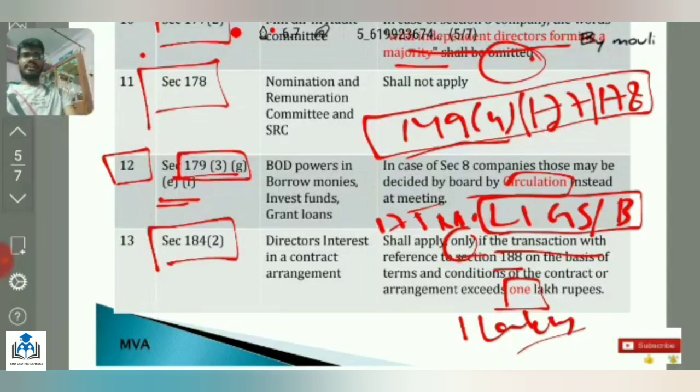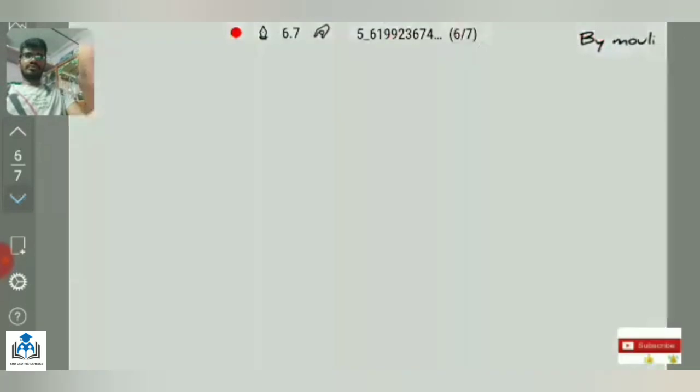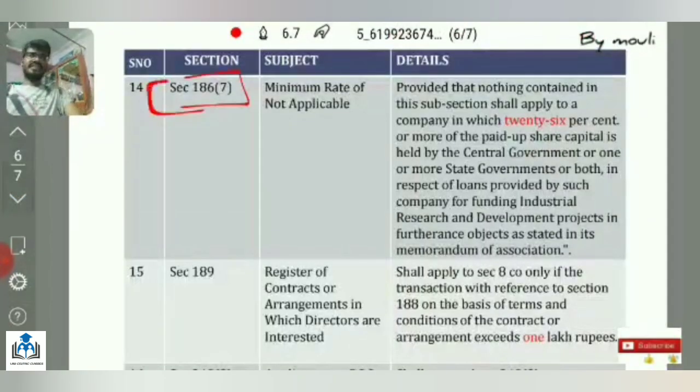And coming to our next point, that is 186(7). What is 186? 185 and 186 are twin sisters. 185 is loan to directors. 186 is loans, investments, guarantees and securities by the companies, right? In that, so many conditions will be there. We have already discussed them in our previous capsule videos.